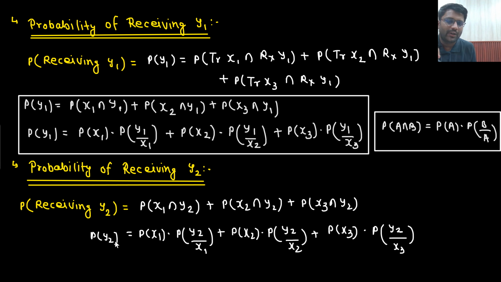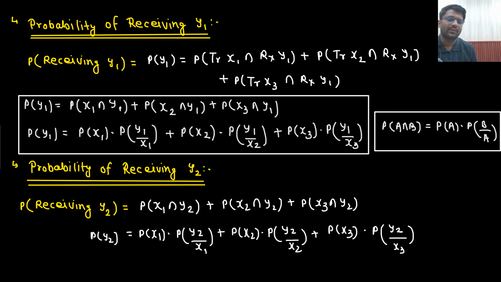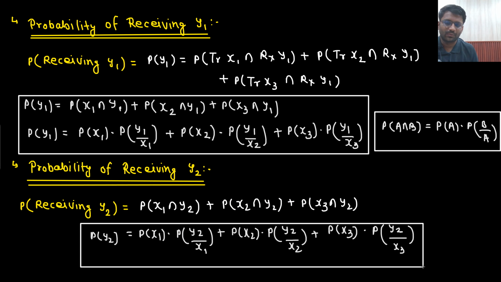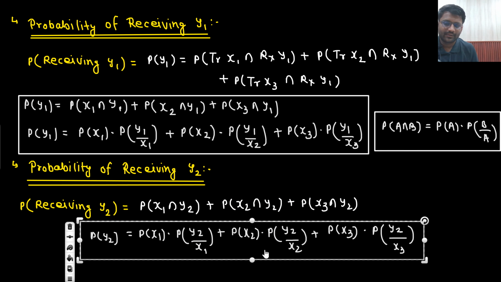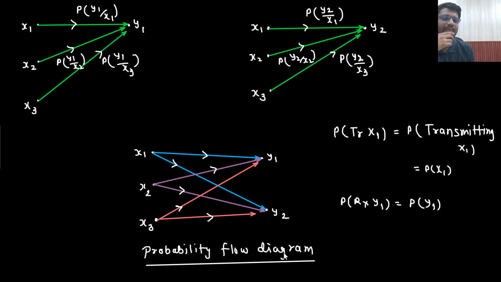I am writing down P of y2, but you should know the meaning of P of y2. P of y2 is simply the probability of receiving y2. P of x1 is the probability of transmitting x1. So this is what we have got: probability of receiving y2. Now, do you understand a simple thing, that you don't need to remember the formula? With the flow diagram, you will be easily able to solve it.